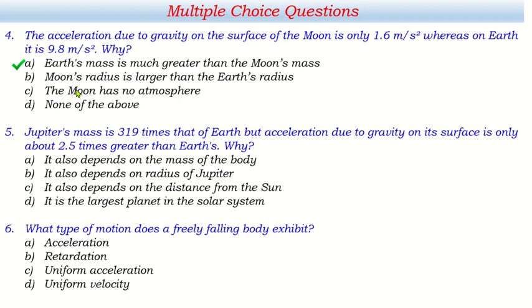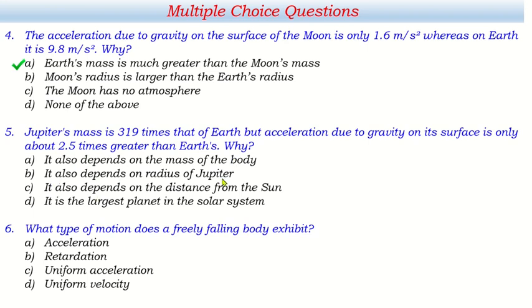Now, question number 5. Jupiter's mass is very huge, 319 times greater than Earth. Even though, acceleration due to gravity on its surface is only 2.5 times greater than the Earth. What is the reason? Okay, let's go through the options. It also depends on mass of the body. This is so funny to say, because the mass is greater, already told. It also depends upon mass, also means it must be some other matter.